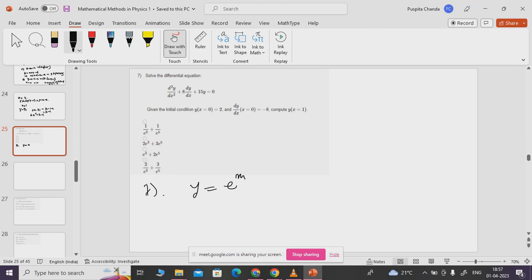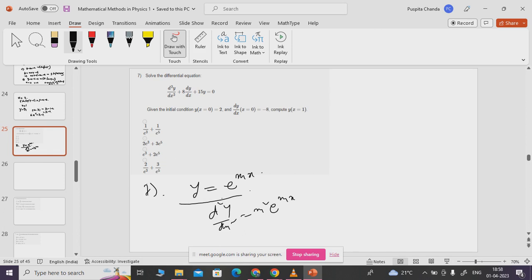Solve the differential equation, that is a second order differential equation. For this kind of thing we assume y is equal to e to the power mx. So d2y by dx square becomes m square e to the power mx. Here there is a basic question: why do we assume e to the power mx? Because we need to assume a function which will give the same function after derivation. That's why we assume e to the power mx.